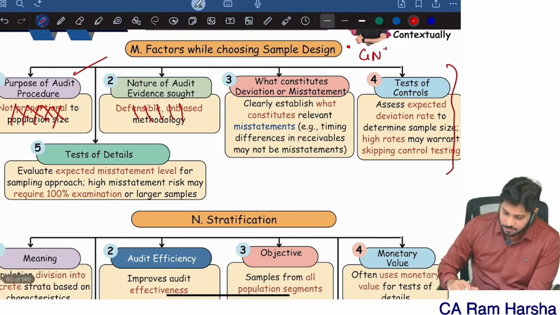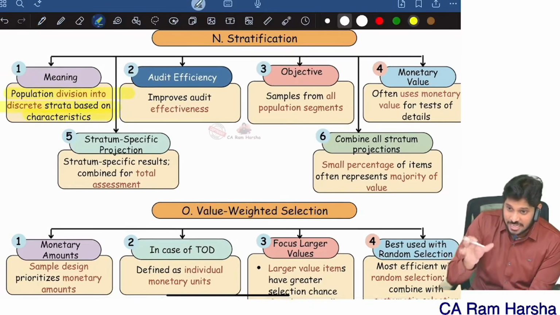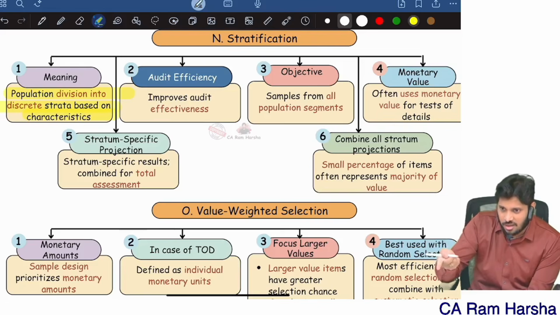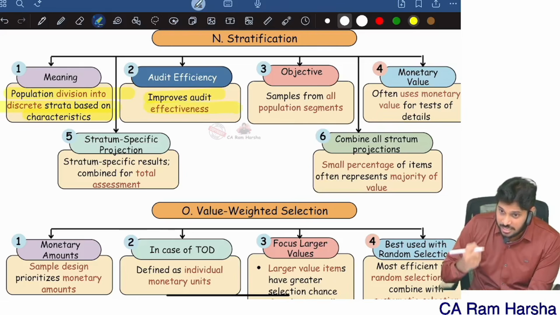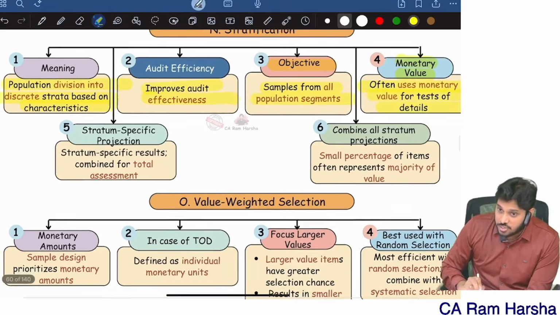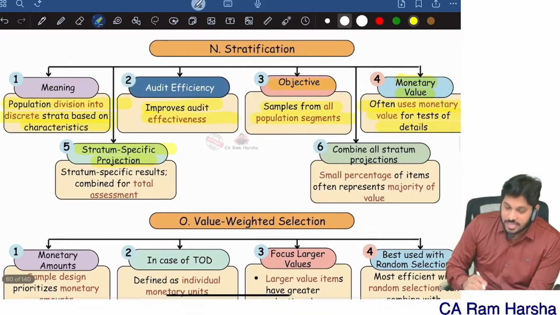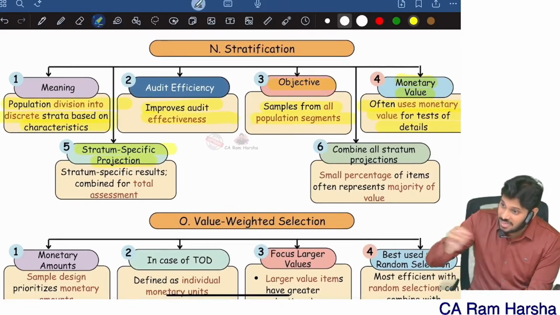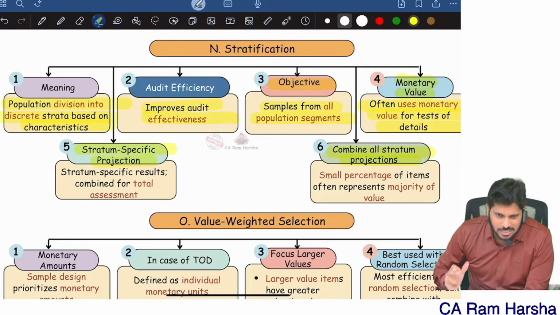Okay, next, stratification, dividing the population into discrete, meaning different strata, different subgroups. Stratification improves audit efficiency. Objective: samples from all population segments. Monetary value, often uses monetary values for test of details. Stratum-specific projection: obviously in stratification, we project to each stratum, then all the strata we total, that is combining all the strata projections, correct?